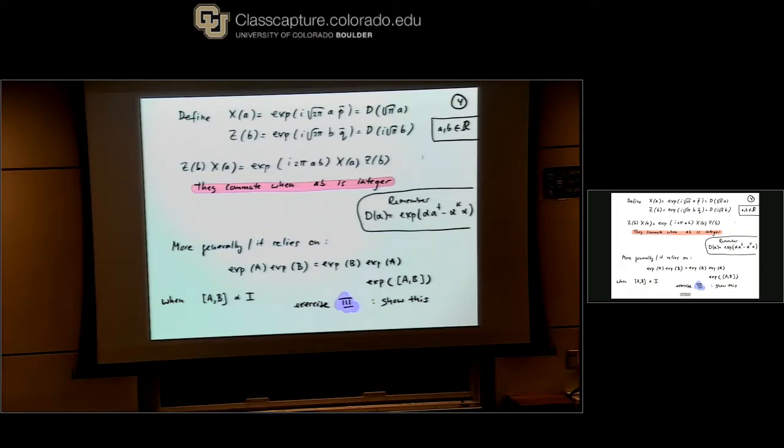So let me show you explicitly. So I want to define sort of a Pauli equivalent. What's happening with this? Oh, this is dead. Okay, I guess it doesn't work.